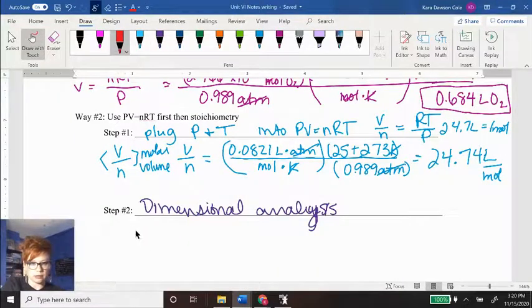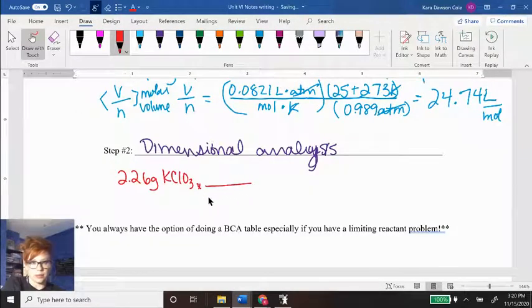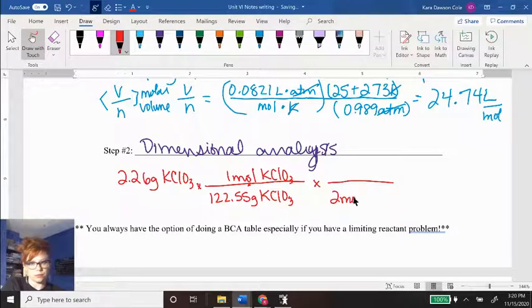Start with 2.26 grams KClO3 times 122.55 grams KClO3 over 1 mole KClO3, times the mole ratio, so 2 moles KClO3 over 3 moles oxygen, and then that is multiplied by 1 mole of oxygen on the bottom over the 24.74 liters of oxygen.